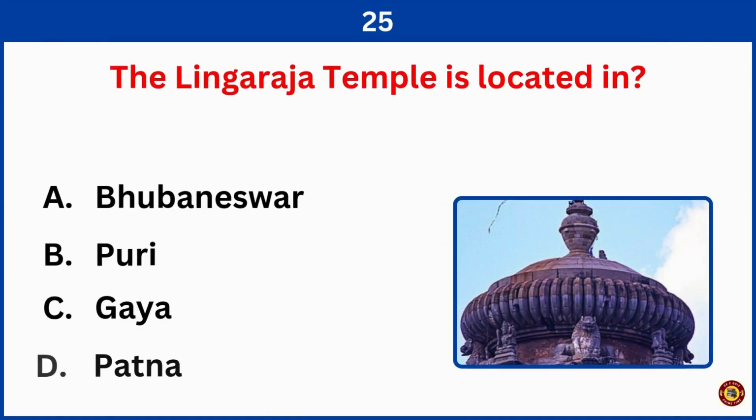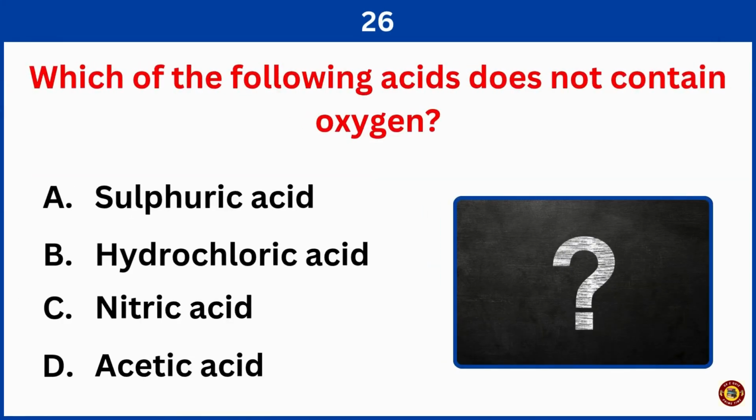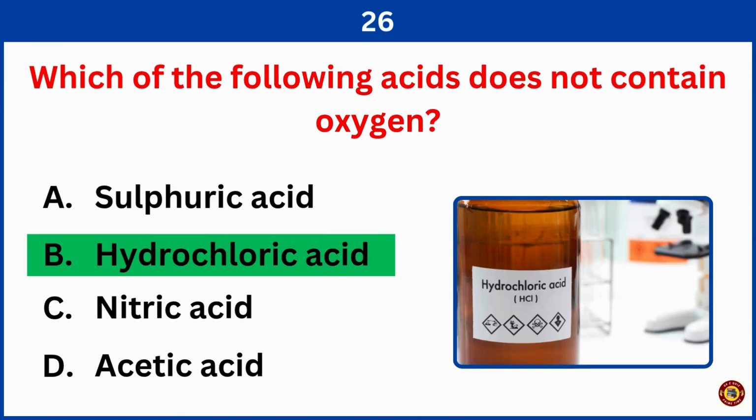The Lingaraja temple is located in. Right answer is option A, Bhubaneswar. Which of the following acids does not contain oxygen? Right answer is option B, hydrochloric acid.